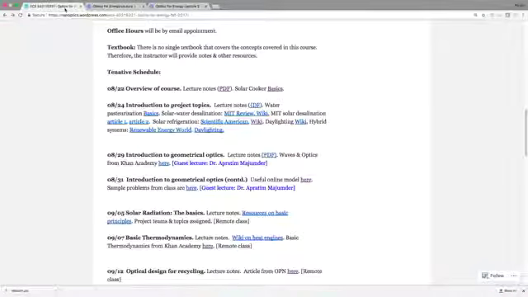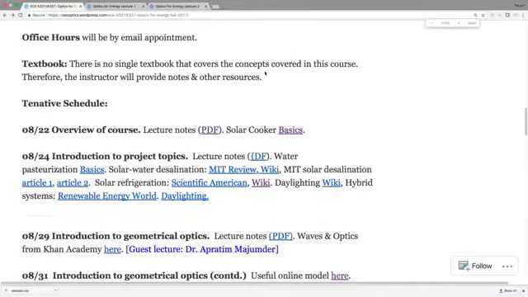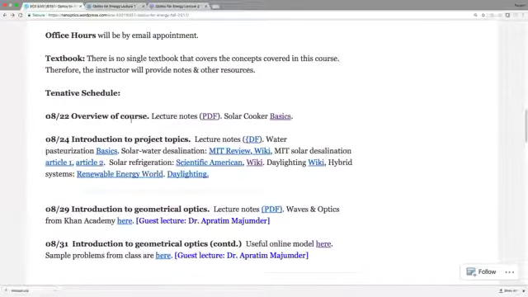So let's see. Today is the 22nd, so we'll talk about the overview of the class, a little bit of the solar cookers. Next Thursday, we'll talk about project topics. Everything is organized by lecture, basically. And the lecture notes are here. Oops, that should be a P. And some extra links are provided, which you can read through. I will point them out during the lecture and they give you additional information, especially when you do your background research. So everything goes by lecture.